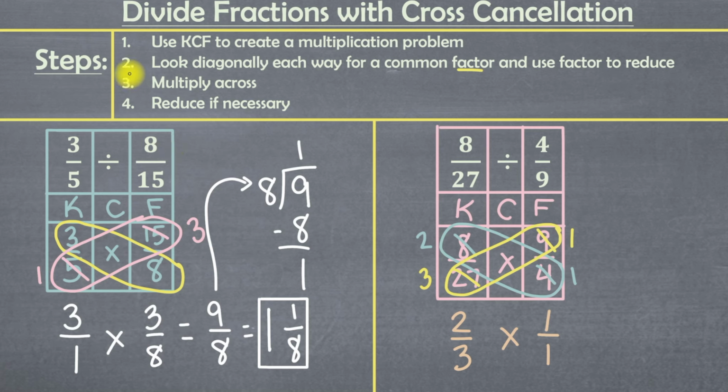And now I can go to step 3, which is to just multiply across. 2 times 1 equals 2. And 3 times 1 equals 3. So our quotient for 8 over 27 divided by 4 over 9 is 2/3.